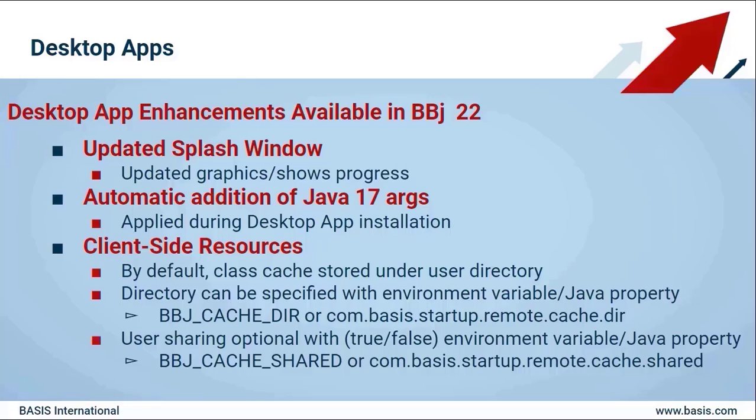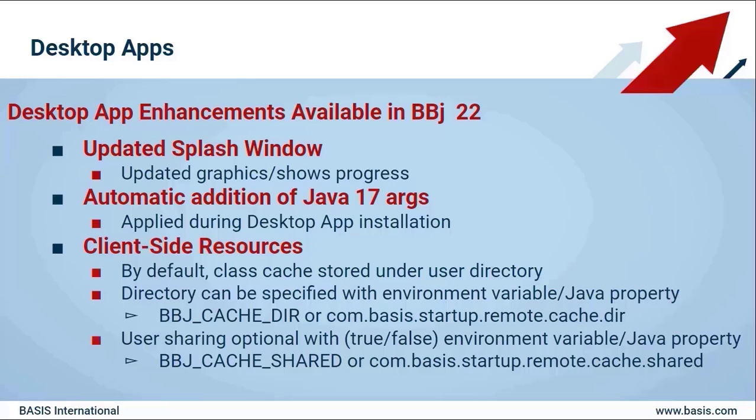With Java 17, they're now modular, which means that you have to add command line Java arguments for packages that are, in their opinion, not always used. And so we automatically add the Java 17 args that are required for those packages, and it's applied during the desktop app installation. Client-side resources.